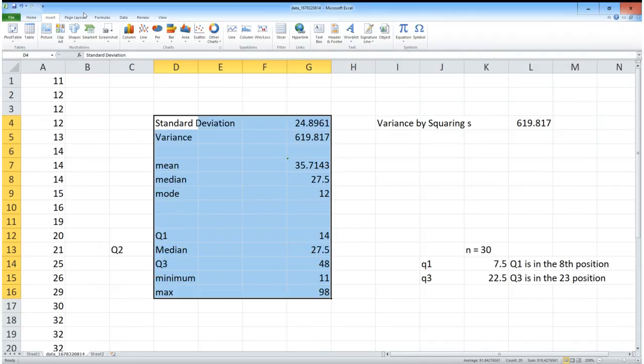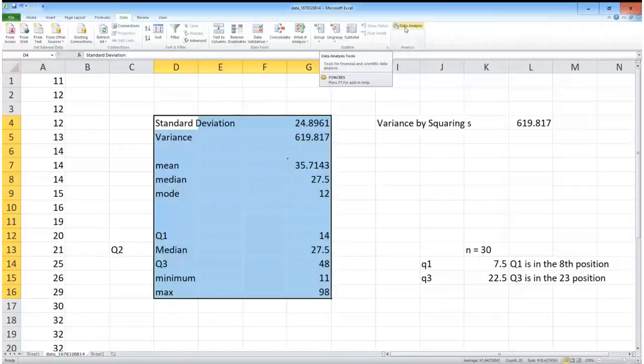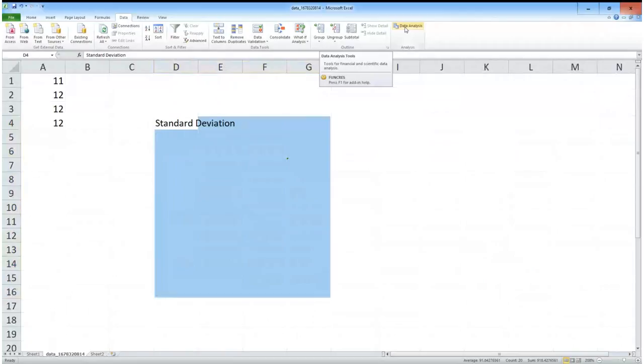Anyway, like I said, for this first test, you can use anything you want. But there's also this thing underneath data called data analysis. It'll do all things for you. The only thing that it doesn't do is the quartile, so you still have to do Q1 and Q3 by yourself.